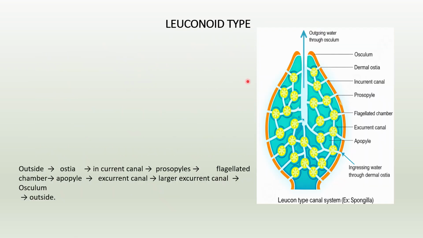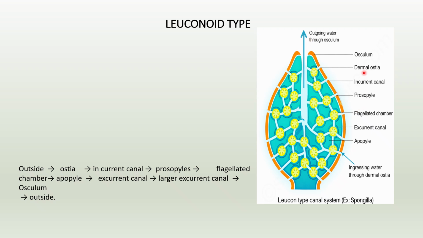So this is the image of the Leucon type of canal system. You can see the different parts labeled: the ostia, the dermal ostia, incurrent canals, prosopyle, the flagellated chamber, the excurrent canals, the apopyles, and you can see the central spongocoel and the osculum.